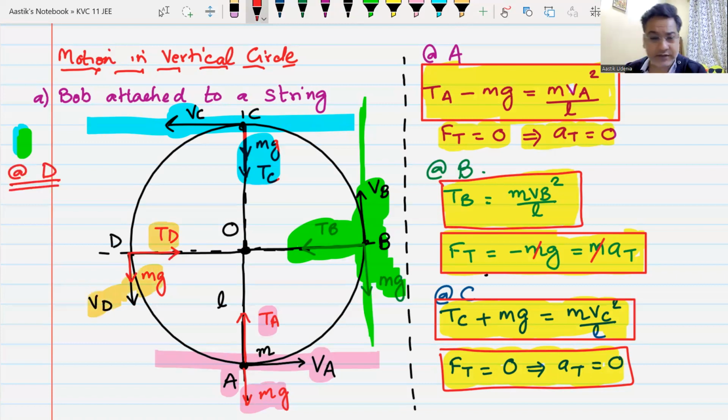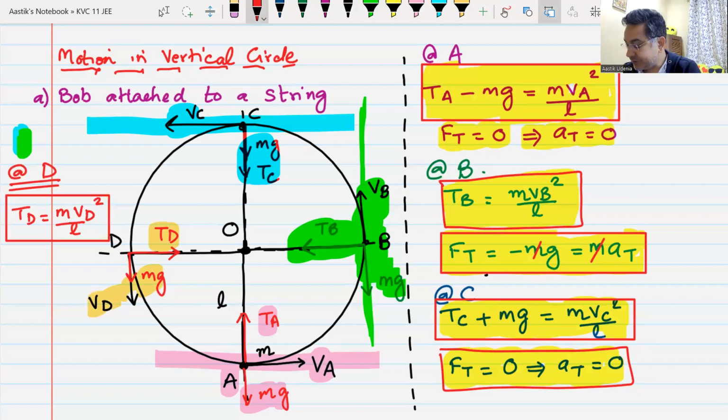Yes, can anyone make the equation at point D? Td is equal to m Vd square by L, sir. Tension at point D is equal to m Vd square by L. That is the first equation that I have made in the direction of the center. Then I can make one more equation in the tangential direction. If you look closely, this is the tangent and this is the tangential direction. Can anyone tell me the equation in this tangential direction?